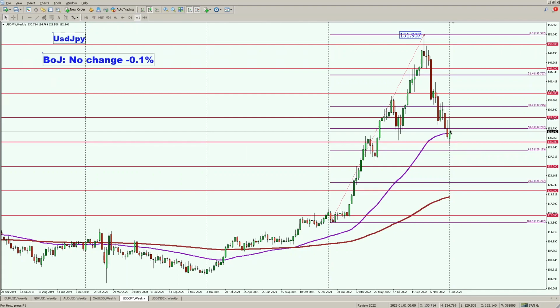And then trying to recover back above the 50 pip. But it was dampened down from yesterday. Otherwise, it did attempt to climb back up towards 135.